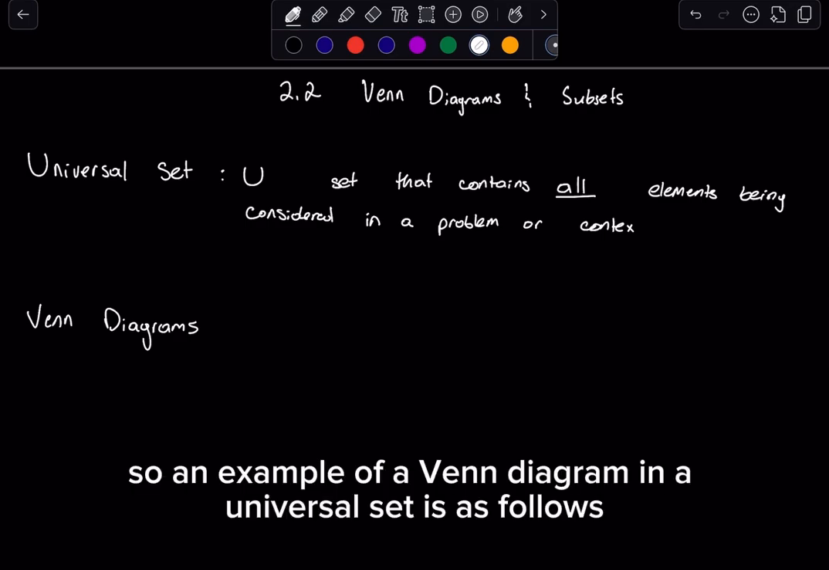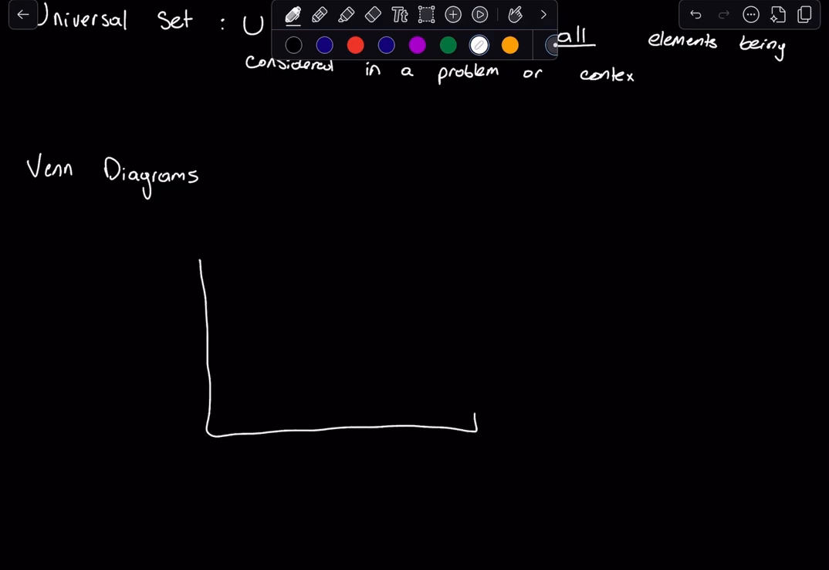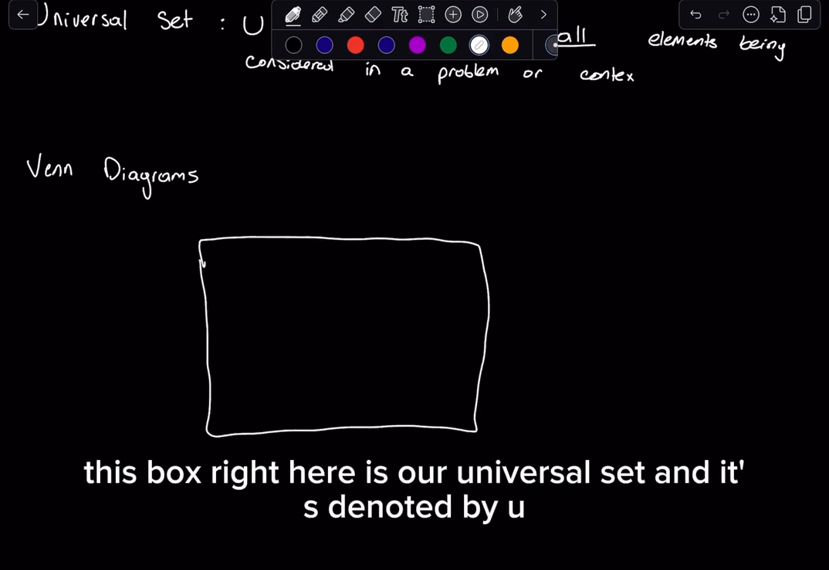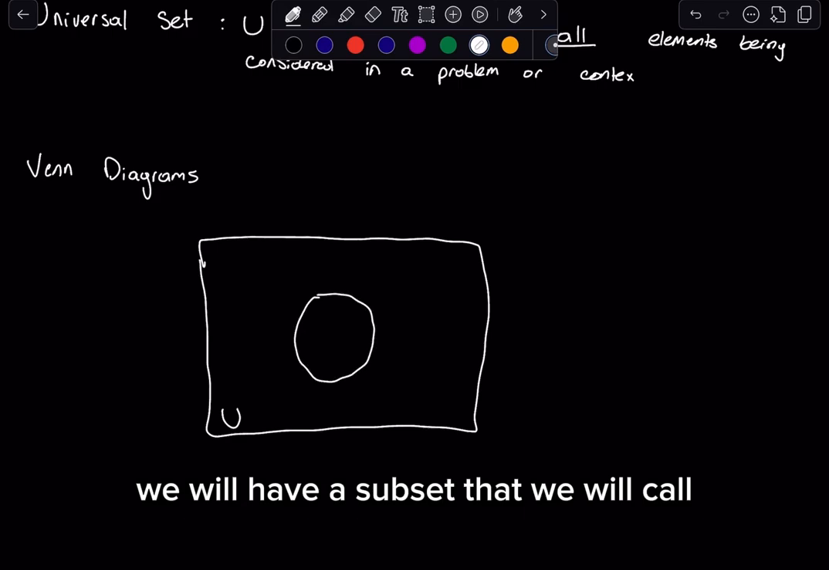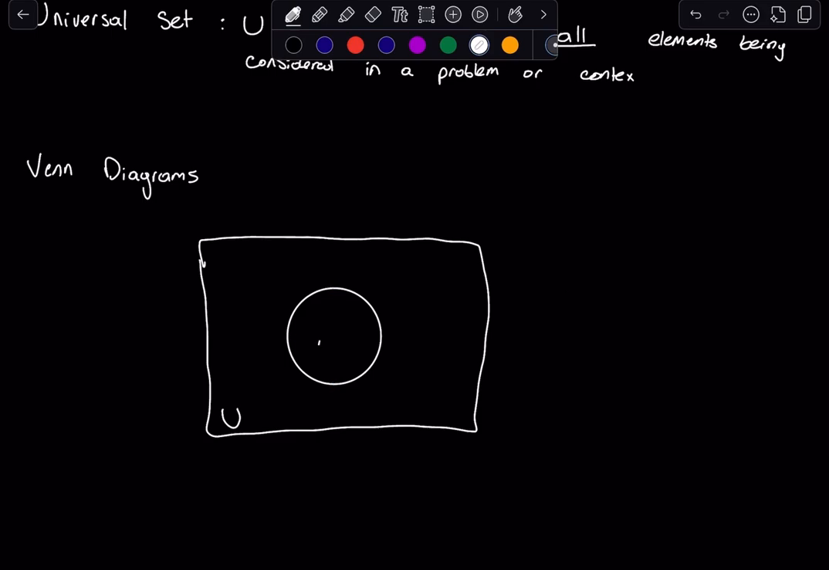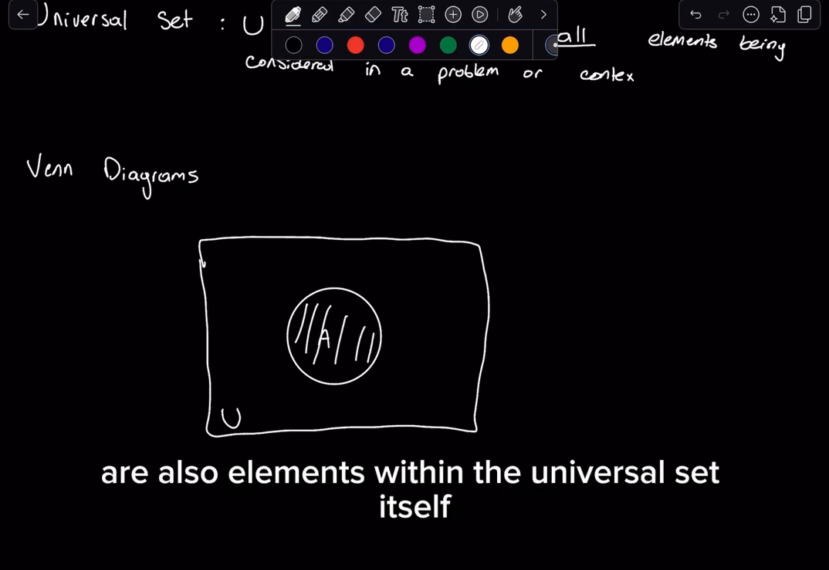So an example of a Venn diagram in a universal set is as follows. This box right here is our universal set, and it's denoted by U. And within our Venn diagram, we will have a subset that we will call A. Now, all the elements in A are also elements within the universal set itself.